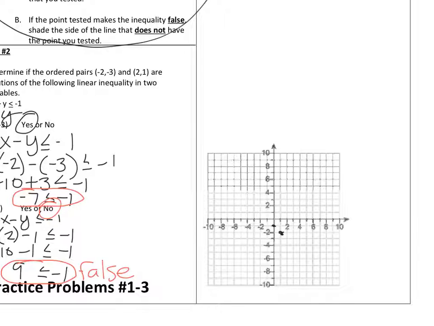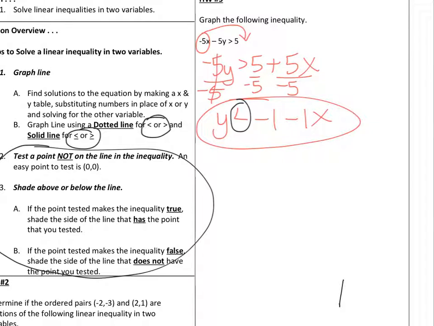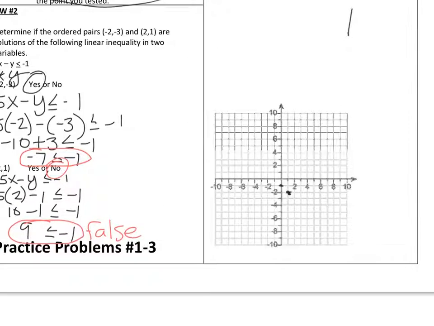Now because this is just a less than and doesn't have an equal under it, it's going to be a dotted line. So in MATLAB, when you're graphing this, you want to choose.